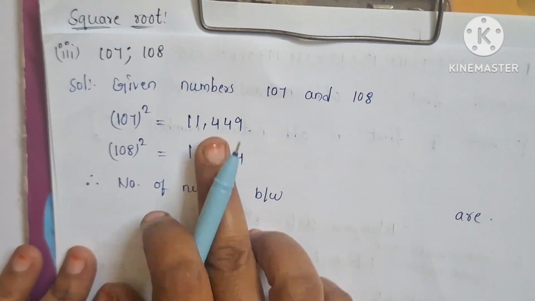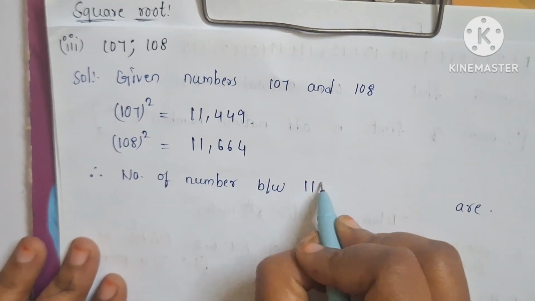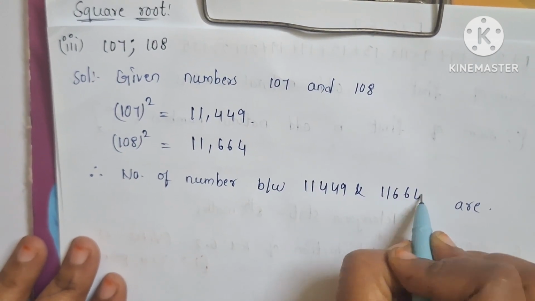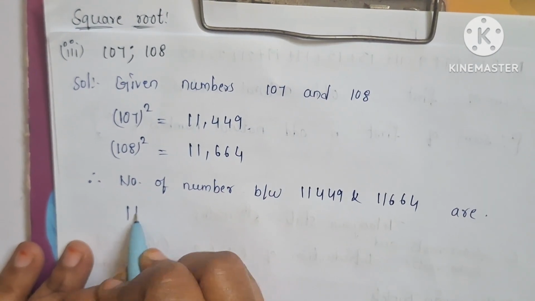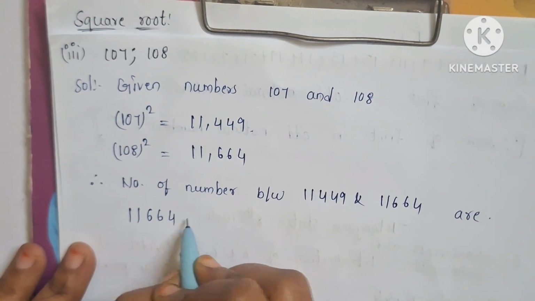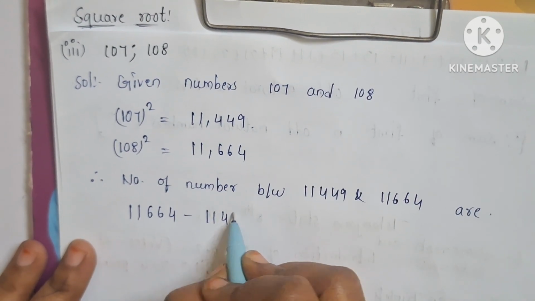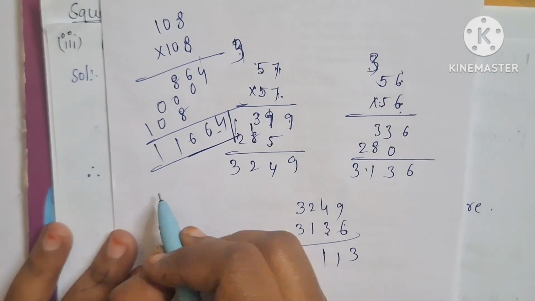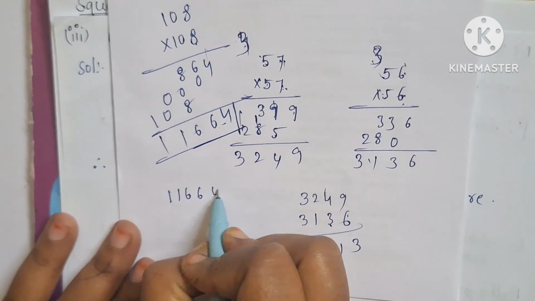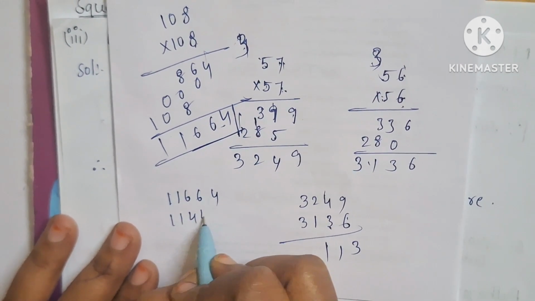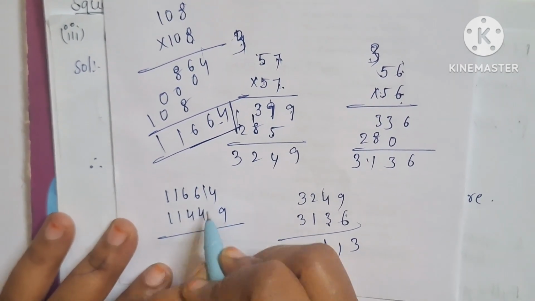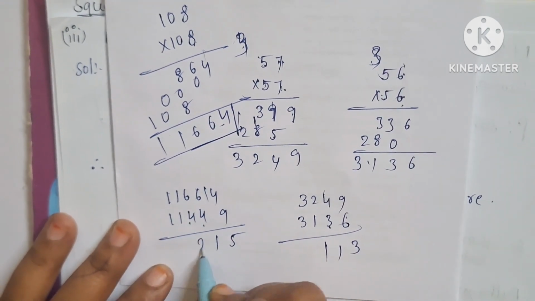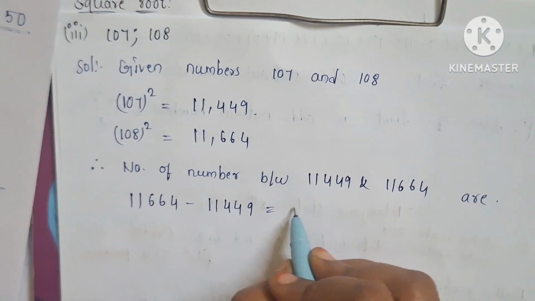Number of numbers between these two numbers, 11,449 and 11,664, are? Do the difference: 11664 minus 11449. What will you get? 14 minus 9 is 5, 5 minus 4 is 1, 6 minus 4 is 2, so 215. 215 is the difference.